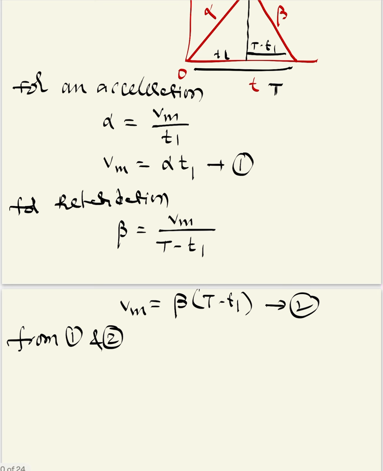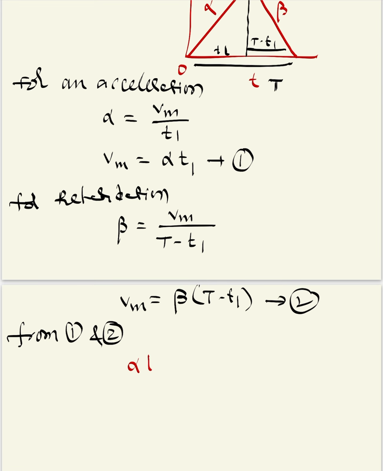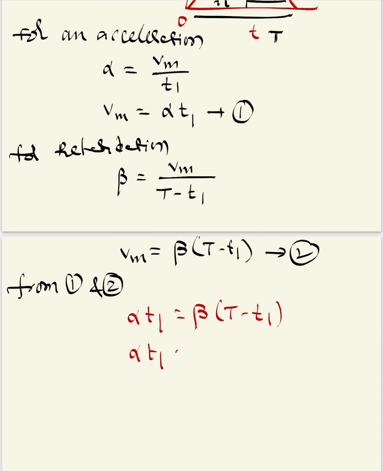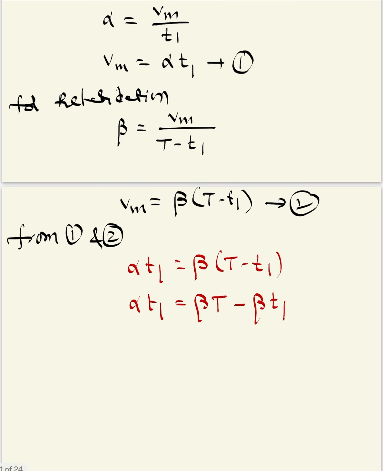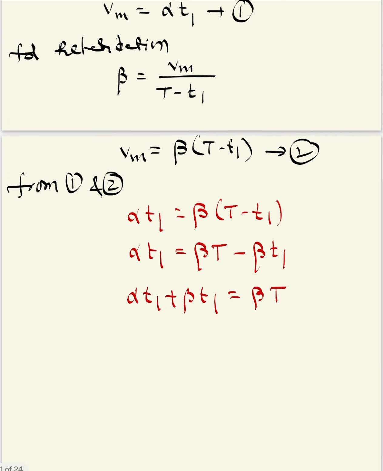Vm are equal. So then you write alpha t1 equals beta into t minus t1. So alpha t1 equals beta t minus beta t1. Taking t1 to one side, alpha t1 plus beta t1 is beta t. Now take t1 common: alpha plus beta, that is beta t. So then the t1 value comes, beta t by alpha plus beta.